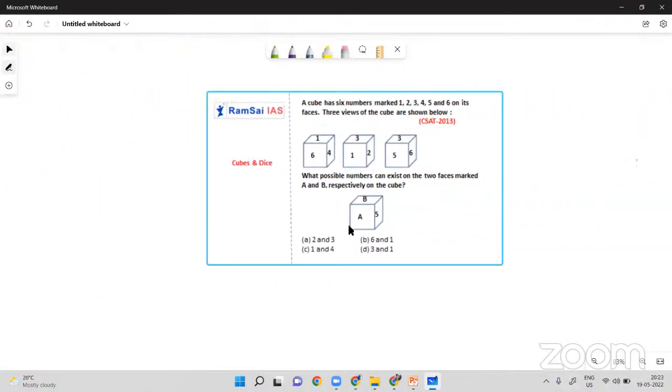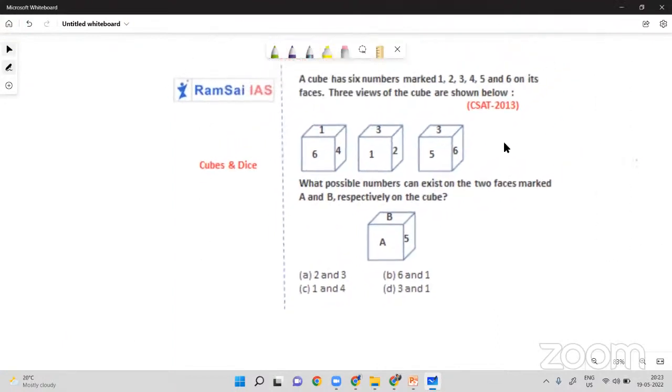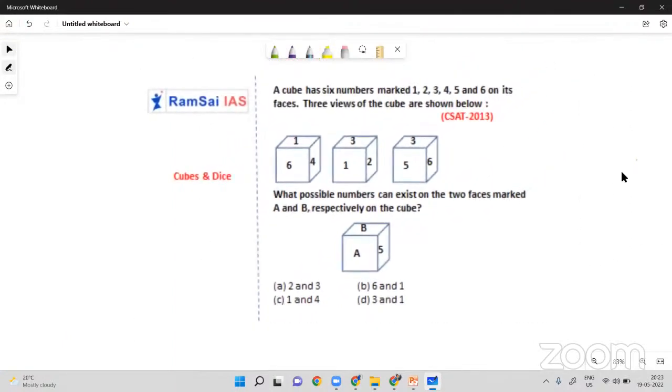So let's see how we can use this concept for the second question, which was asked in 2013 CSAT. A cube has 6 sides marked from 1 to 6. Everybody knows that. Next, 3 views of the cube were given. And what is the question? What possible numbers can exist on the two faces marked A and B respectively on the cubes? Opposite of A can be dash, opposite of B can be dash. This is what we need to find out now.